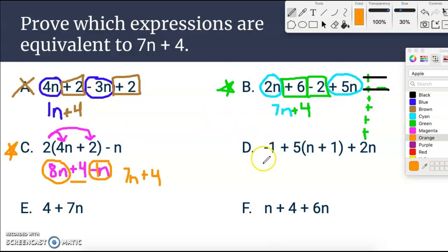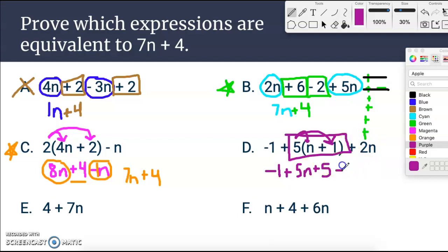For D, negative 1 plus 5 times the quantity n plus 1 plus 2n. All right, we start with that distributive property even though it's in the middle. So 5 times n is 5n. 5 times 1 is 5. We're adding. I'm going to bring down those pieces. At the front, we have a minus 1. And we are adding the 5, so that's going to be a plus 5n. And then at the back, plus 2n.